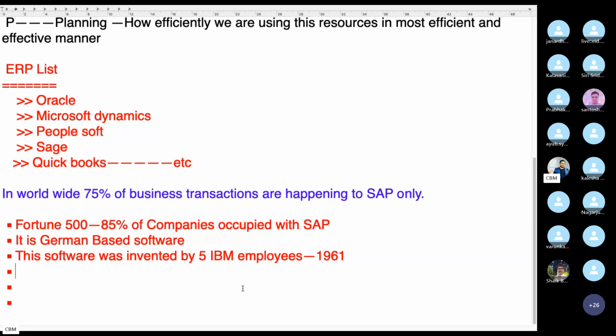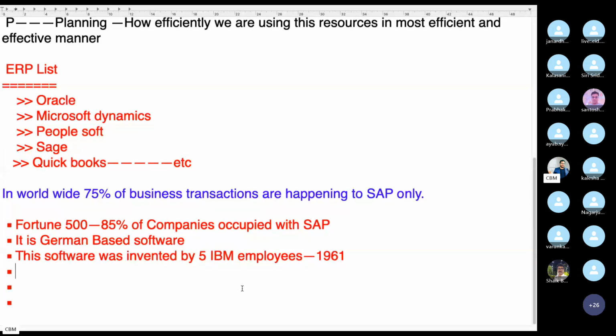And Fortune 500 companies: almost 85% of the companies are occupied with SAP. Companies which have a huge volume of data generally prefer this software.